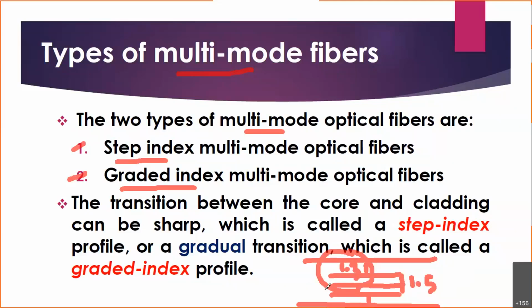So again I am repeating, in step index your refractive index of the core is uniform throughout the core but suddenly changes at the cladding side. But in graded index your core refractive index is gradually decreasing. At the center it is maximum, but towards the cladding boundary it decreases. And there is a very small difference between the outer layer refractive index of the core and the cladding part. So that's why we call it a graded index multimode optical fiber. I hope it is clear to you. I have written the same thing.